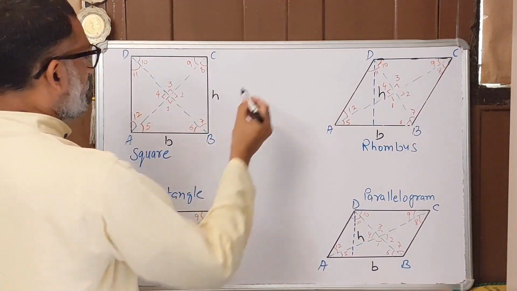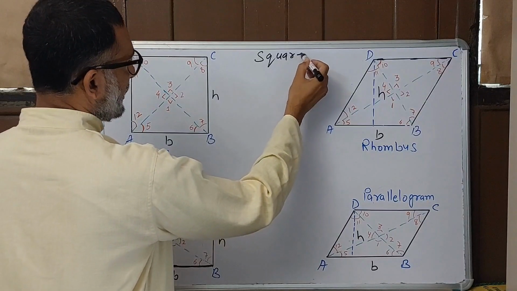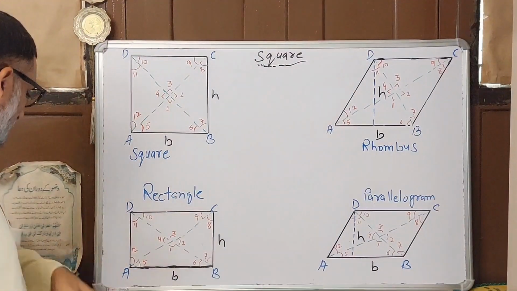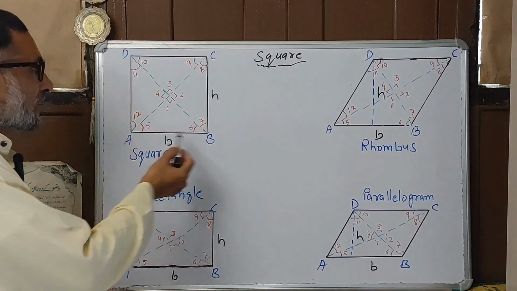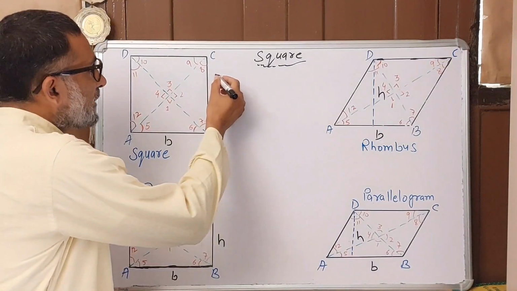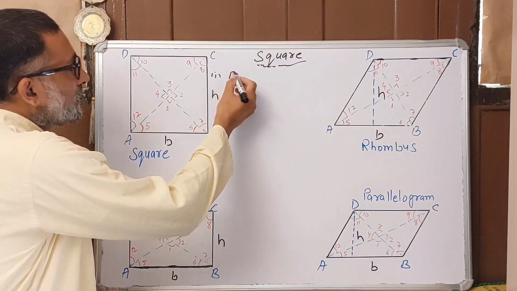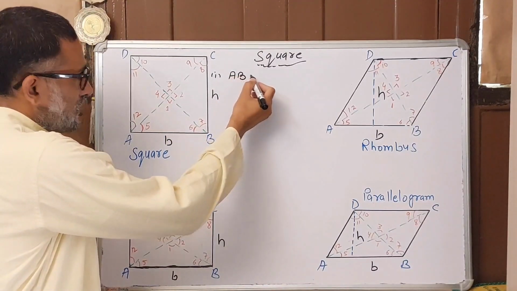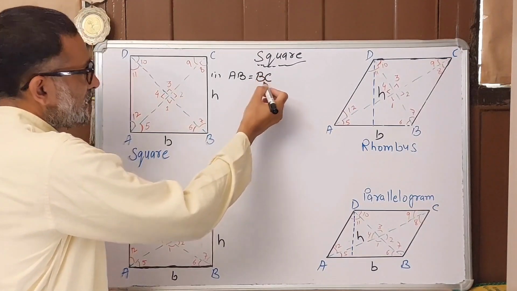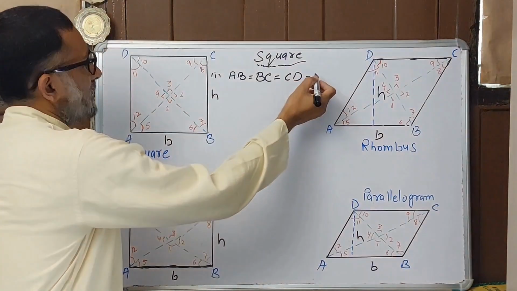First of all, we will try to understand the properties of a square. As you can see here, all sides of a square are equal, so we can say easily, point number 1: AB, equals BC, equals CD, equals DA.